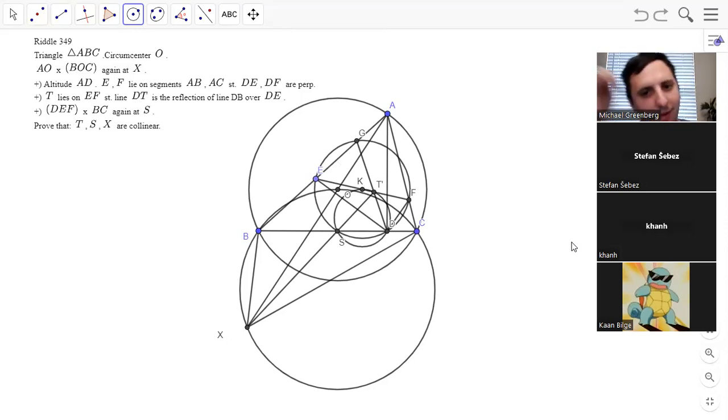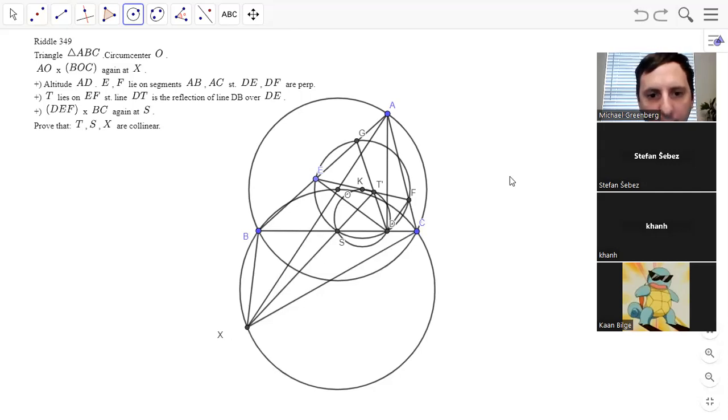If we know this is cyclic, then since KSD is isosceles, because K is the center of this, KS equals KD. So showing that this is cyclic, an angle chase shows that it's equivalent to ST prime E being DT prime F. And that's the same as saying that GESF is a kite. So if GESF is a kite, kites are harmonic.